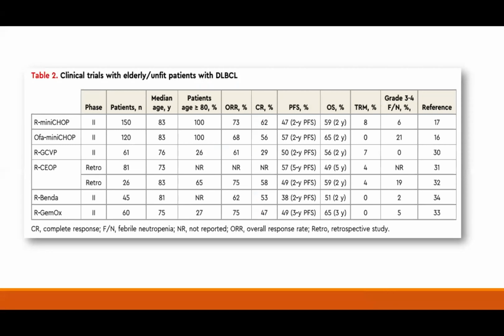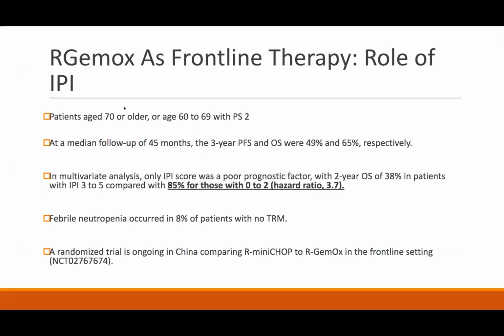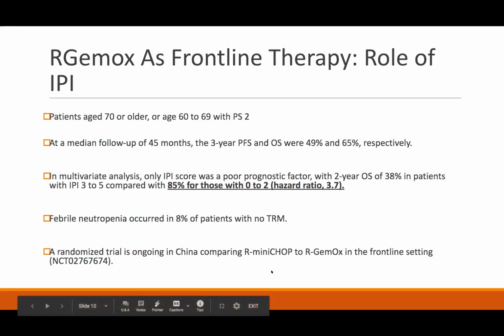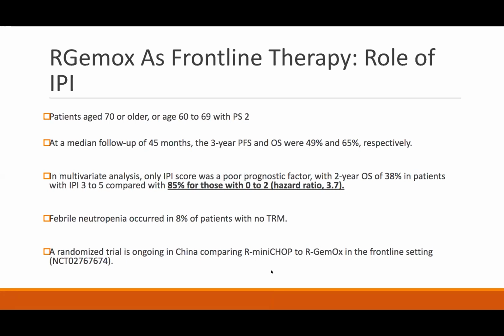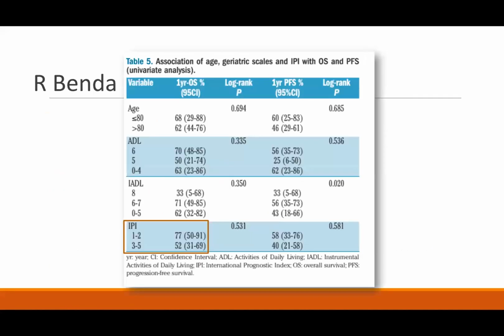Because there is a selective advantage in certain populations. If you look at the R-GEMOX protocol, it has no anthracycline, and it is tested safely in patients 70 years or older. 3-year PFS is comparable to the standard R-CHOP, and in fact, in patients who have low IPI, 85% of them have 85% progression-free survival, overall survival, as compared to people who have more IPI. So this is an important landmark, and that's why a China study, which will come up subsequently, should be of interest to most people.